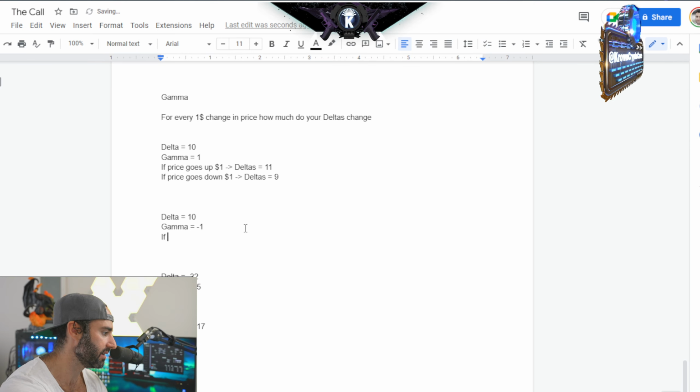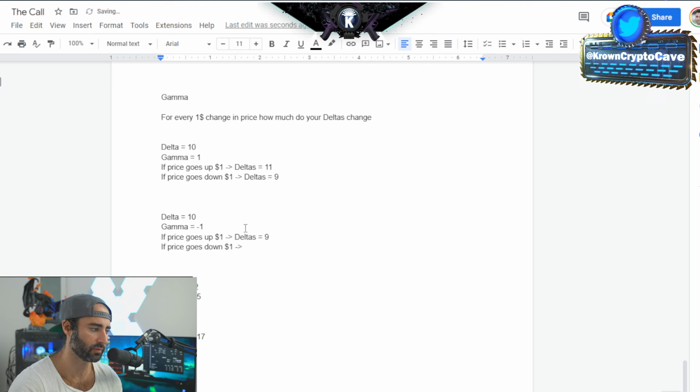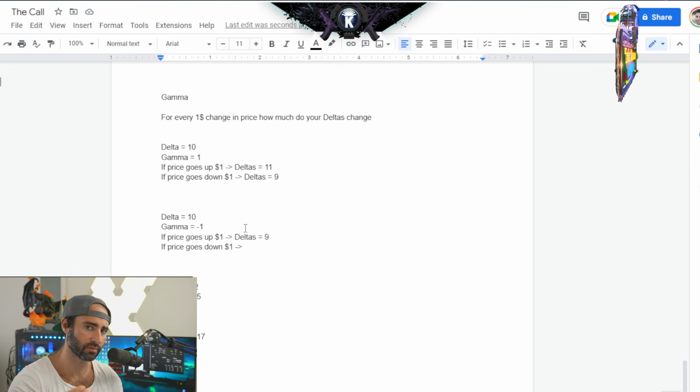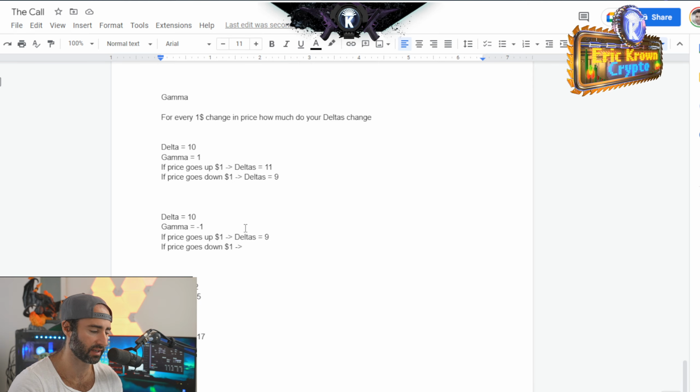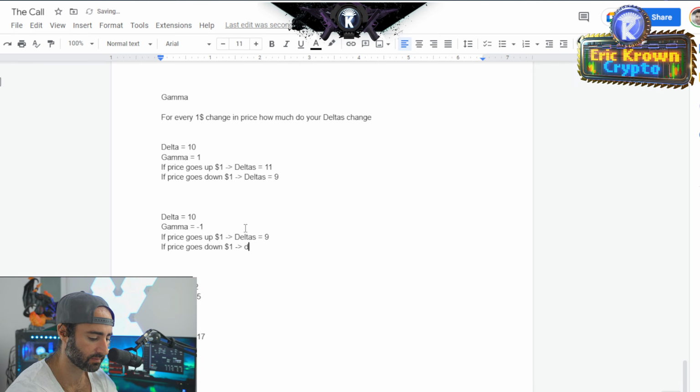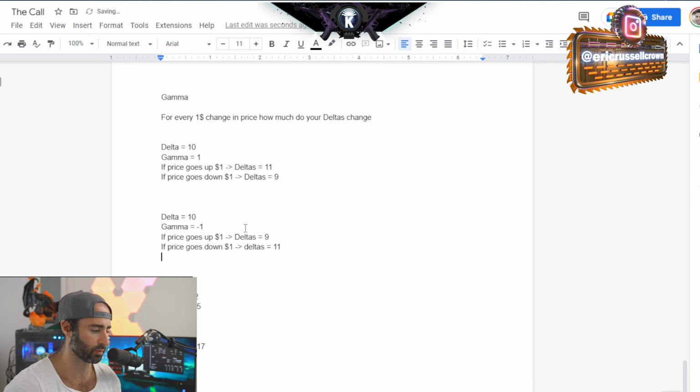And if price goes down $1, then what are our deltas going to be? Well, down 1, we have a negative times a negative, because the gamma is -1 as well. Well, delta would be 11. Delta 11.